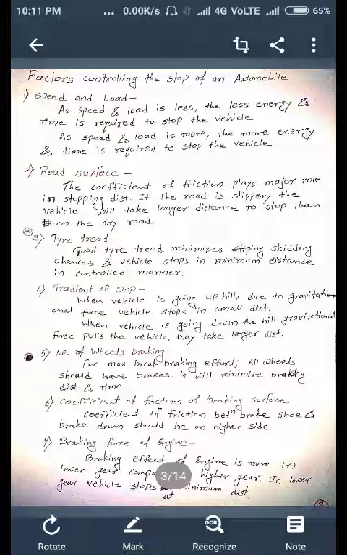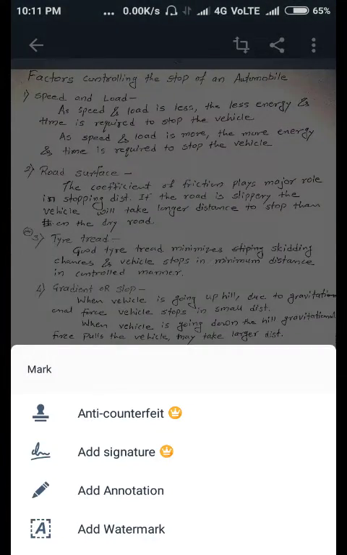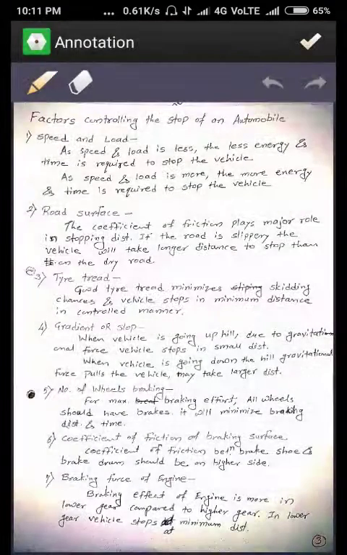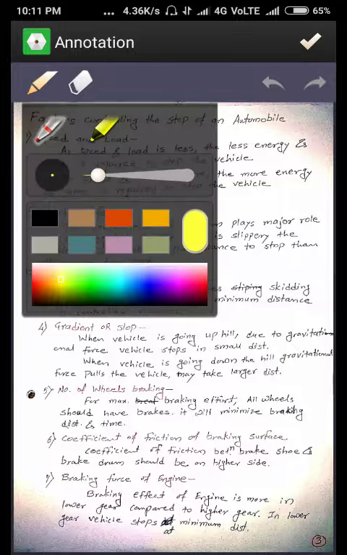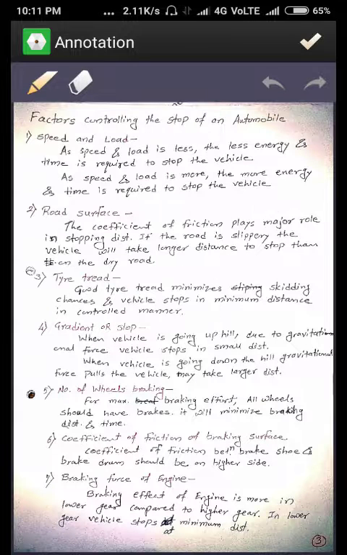So the first factor is speed and load. As the speed increases, or the speed of the vehicle is at the higher side, at that time the distance required, or the stopping distance of the vehicle, will be quite higher.